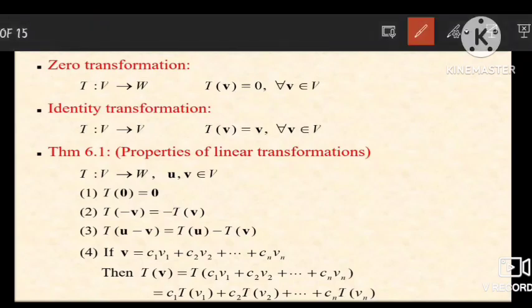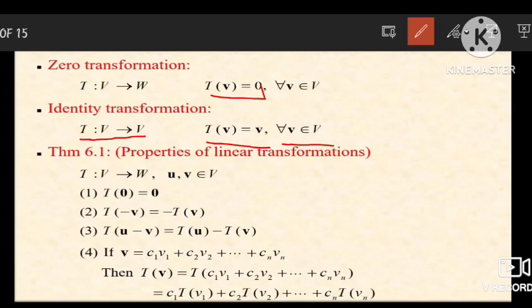Now the zero transformation: a function T such that vector space V is mapping into vector space W, so T(v) = 0 for all v belonging to V. Second is the identity transformation: a function T such that vector space V is mapping into V, meaning it is mapping into itself. So T(v) = v for all v belonging to V.